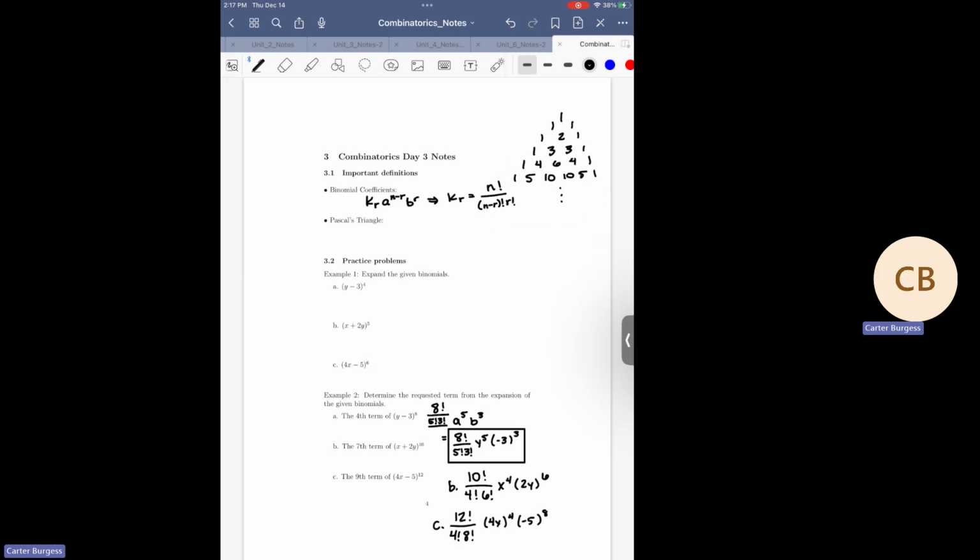This is going to be 1 a to the fourth b to the 0, 4 a to the third b to the 1, 6 a squared b squared, 4 a to the 1 b cubed, and then 1 a to the 0 b to the 4.